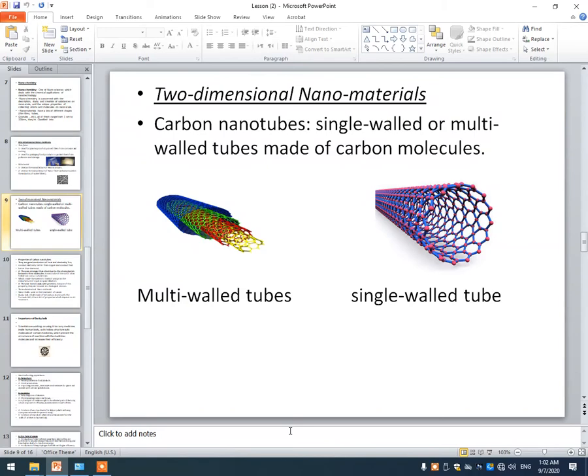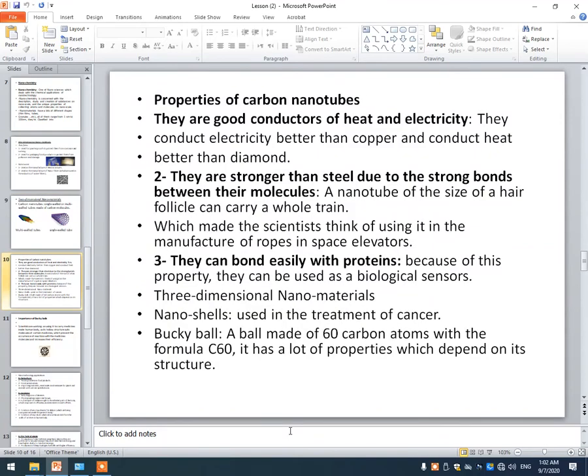Number two, two-dimensional nanosubstances, like carbon nanotubes. We have two types of carbon nanotubes. The first one is single-walled carbon nanotube and the second is multi-walled carbon nanotube. The properties of carbon nanotube.